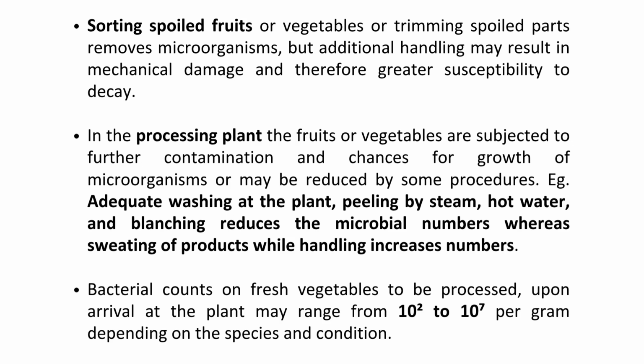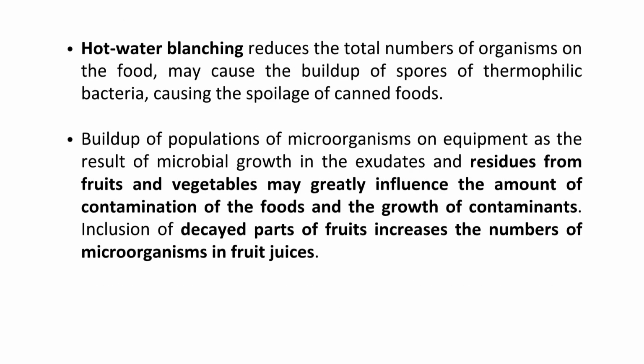Bacterial counts on fresh vegetables arriving at a plant can range from 10 to the power of 2 to 10 to the power of 7 per gram, depending on the species and condition. Hot water blanching reduces total organisms but may cause a buildup of spores from thermophilic bacteria which can later spoil canned foods. A major concern is the buildup of microorganism populations on equipment from exudates and residues. This can greatly influence food contamination. Including decayed parts in fruit juices also drastically increases microbial numbers.